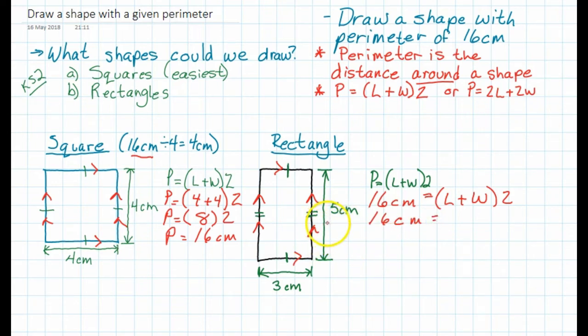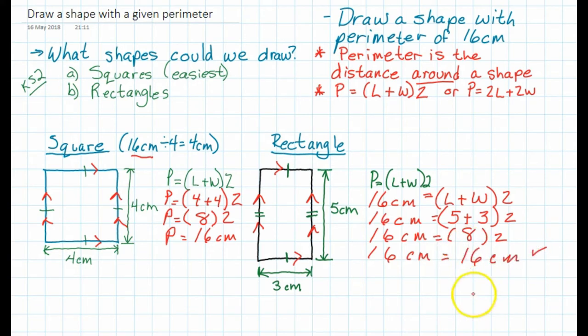Okay, now the way I did it is I just took these two sides here, and I said, well, if both these sides together are 10, that means each one is going to be 5. Okay, and then each of these other sides left over just has to make up 6. Alright, so in this case, we've got 5 plus 3, and we're going to multiply that by 2. Five plus 3 is 8, multiplied by 2. So we have 16 centimeters equals 16 centimeters. Okay, so that must be right.